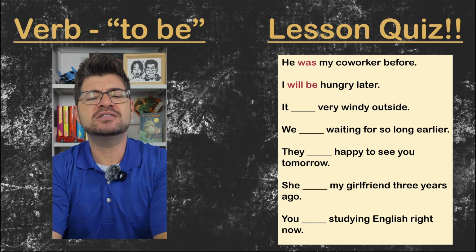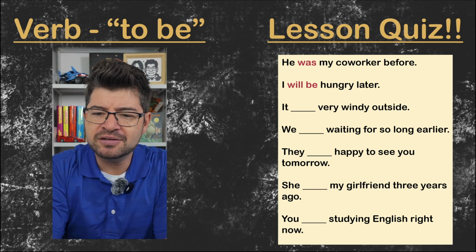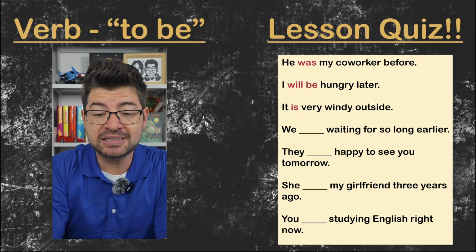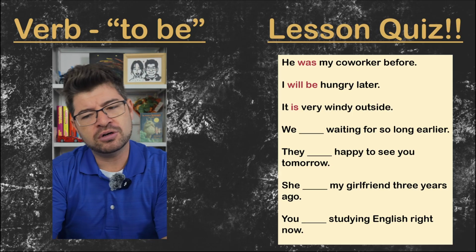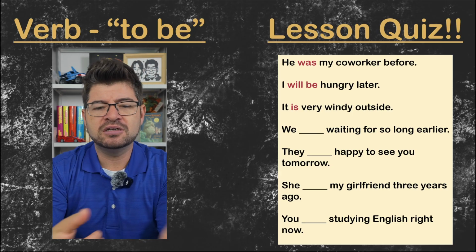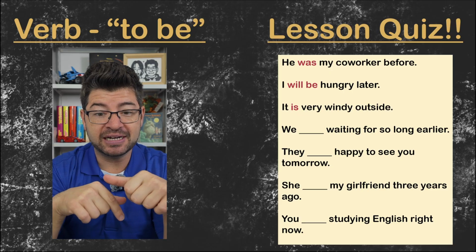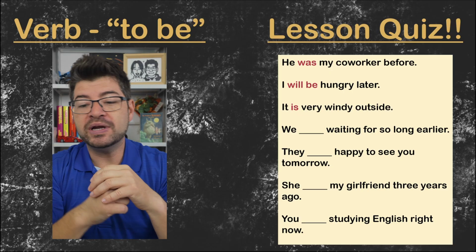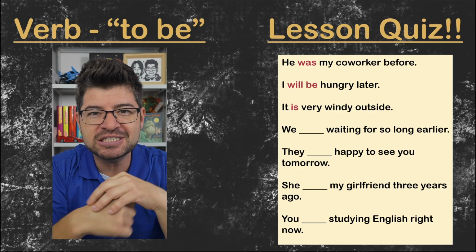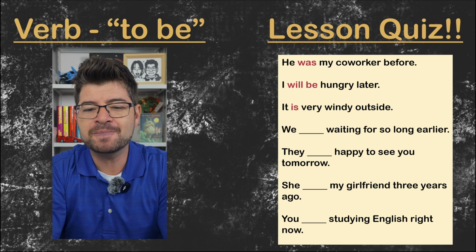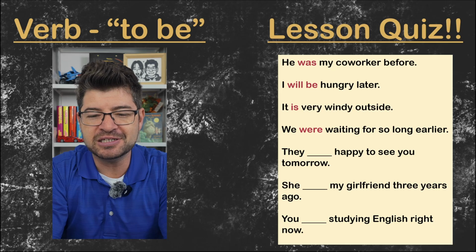All right, the next one. "It very windy outside." This one, it is. It is very windy outside. We see no keywords about before or earlier or later. So we assume it's talking about right now. It is very windy outside. Okay, next up, "we waiting for so long earlier." Keyword, earlier. Earlier means before, which means past tense. We were waiting for so long earlier. Earlier being the key word.